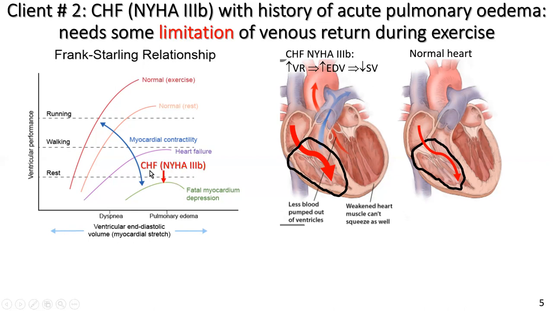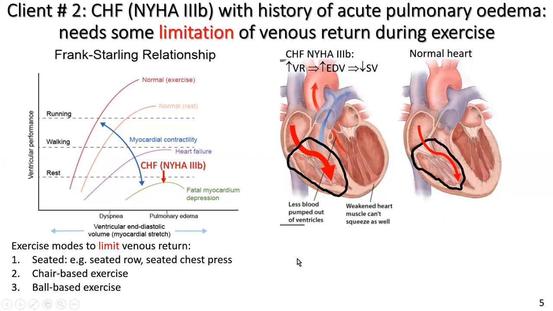And just showing here where my client lies on the green graph, we want to keep obviously to the left of pulmonary edema, and he is only just to the left of pulmonary edema. So I've got to make sure that the exercise that we're proposing will limit any further increase in venous return and end diastolic volume. So what I'm recommending for my client here is exercise that will limit venous return. I'm recommending seated exercise such as seated row, seated chest press, versus horizontal. Chair-based exercise and ball-based exercise are all very good. And I'm also going to recommend some treadmill exercise and cross trainer.